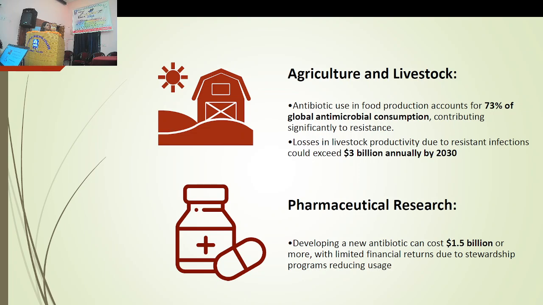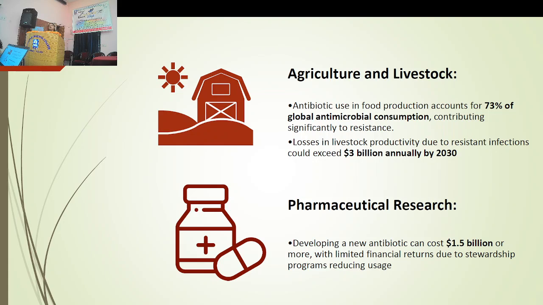Next. It will also impact agriculture and livestock. Like 73% of global antimicrobial consumption will get affected due to antibiotic resistance, because we are not aware, we don't know whether the chicken we eat today involved the use of antibiotics or not. But yes, there is use of antibiotics because there is no proper check on how much antibiotics are used in livestock.